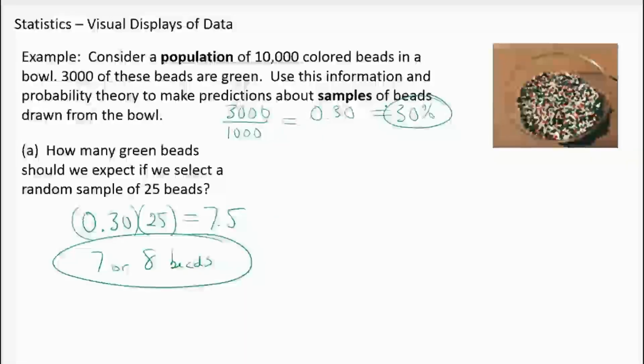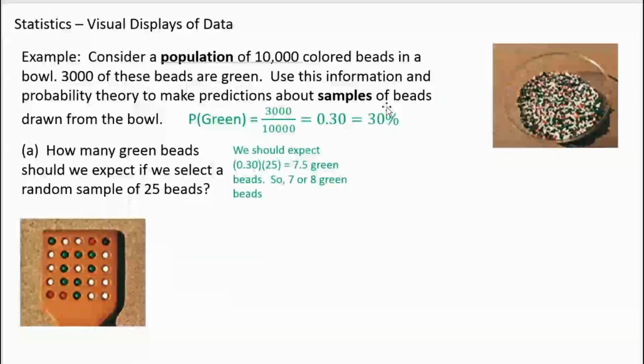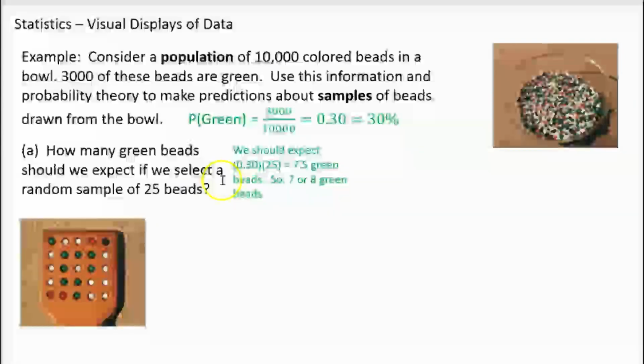Let's find out. If we really take a sample of 25 beads, look there. There's our sample of 25 beads. Now, when you take a look at this, and by the way, this calculation that's up above here is just the typed up version of what we just did. So let's actually count the green beads.